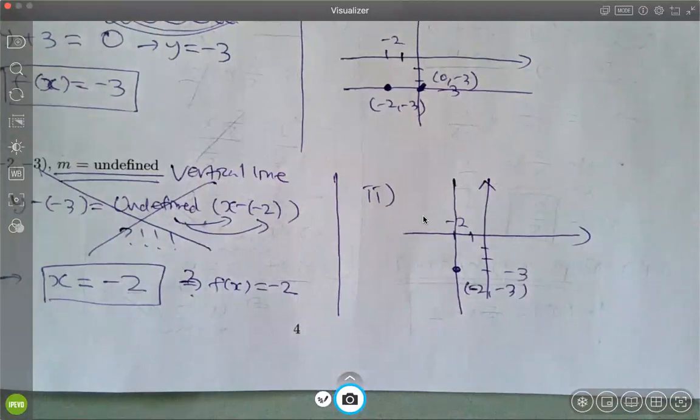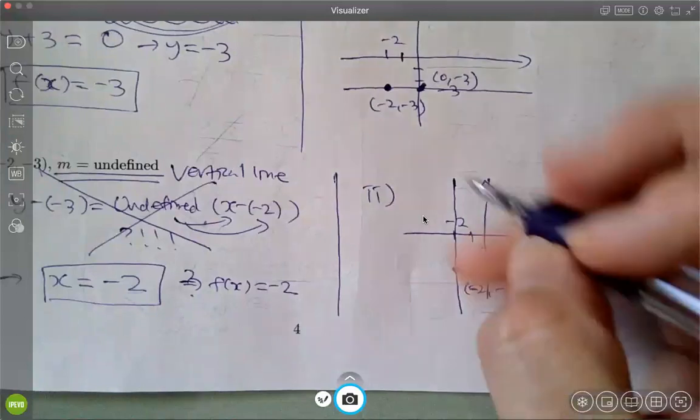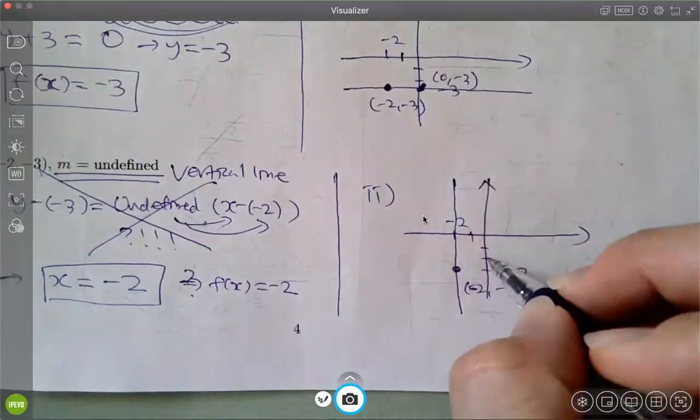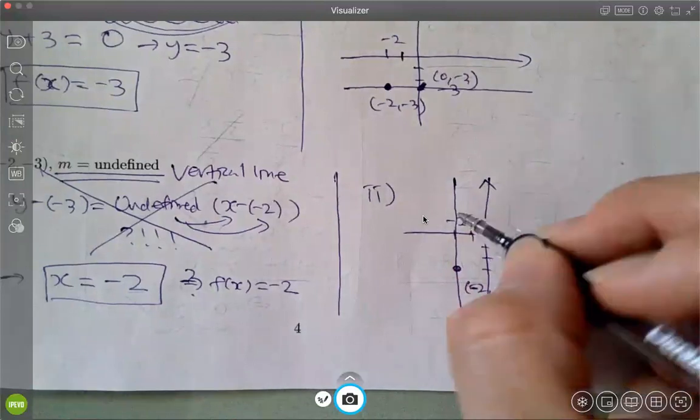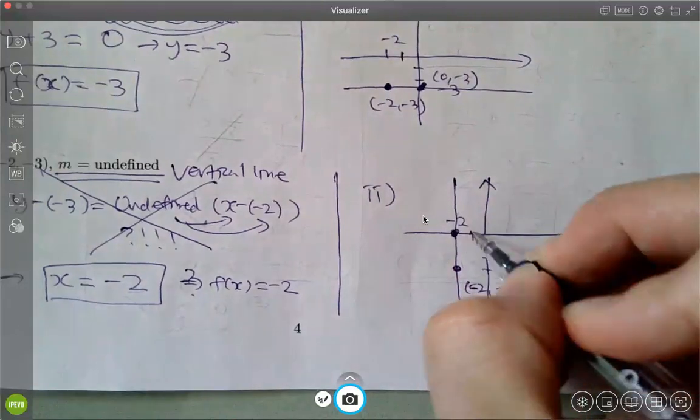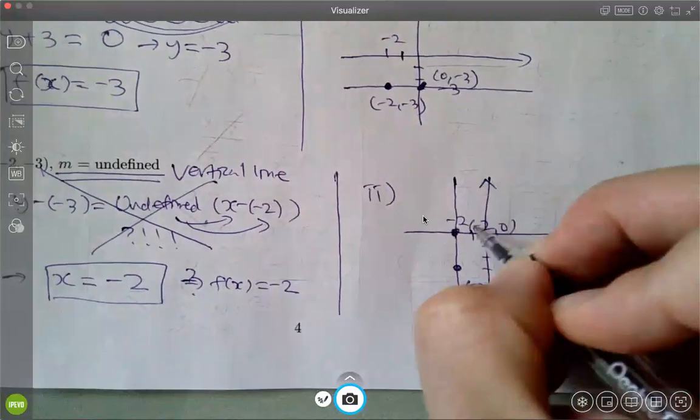Be careful. It's not (0, -2). (0, -2) is here. (-2, 0). Yeah, (-2, 0), right? Okay, so now that's the graph.